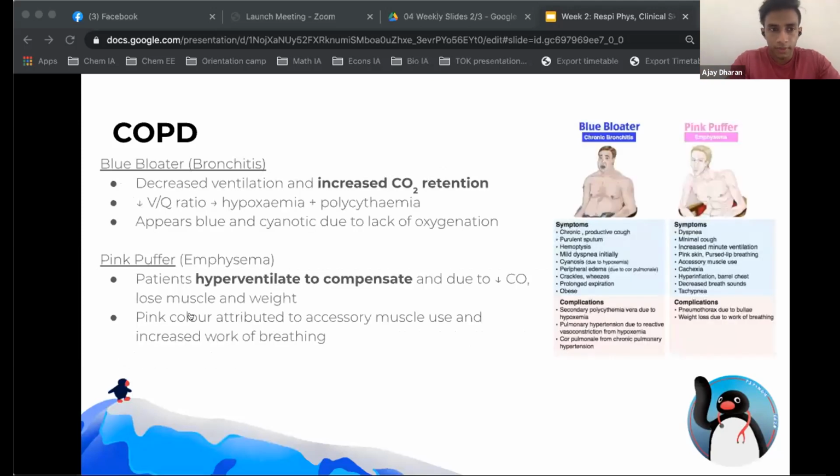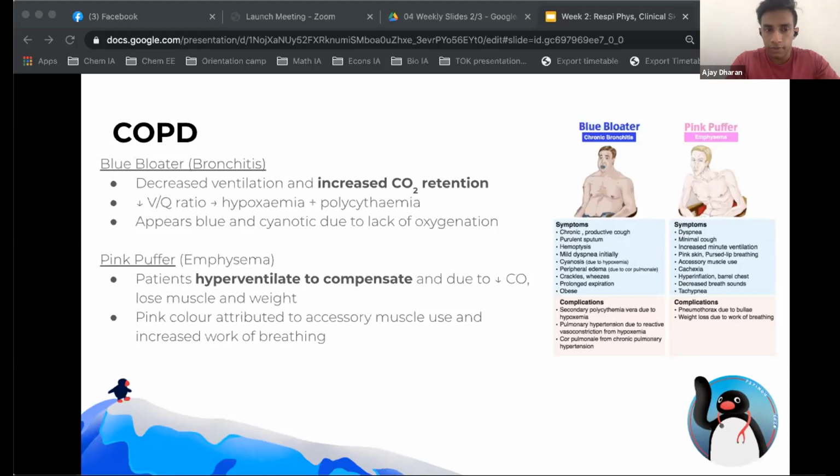Moving on, COPD can then be characterized in terms of two different presentations. Chronic bronchitis is usually the blue bloaters, and emphysema is the pink puffers. It's just a way to remember it, because people who come in with bronchitis are usually more bluish. The reason is that they have decreased ventilation and increased CO2 retention, and on top of that, you have a decreased VQ ratio. I'm not going to go into details about that because I'm sure none of us covered that.